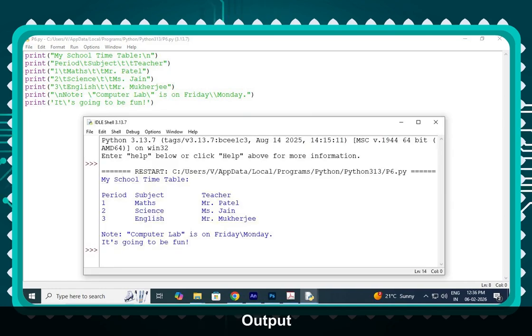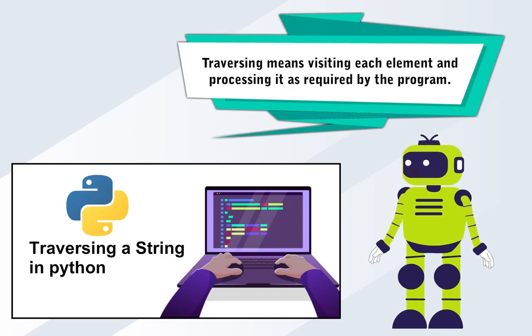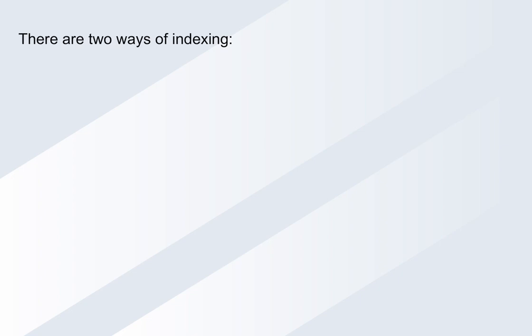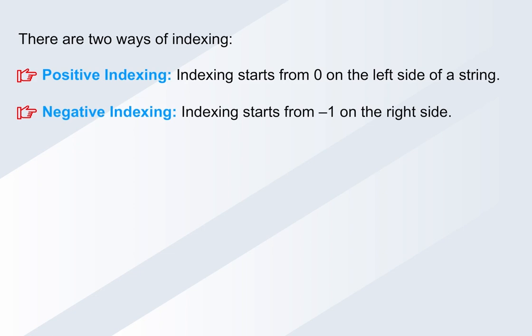Example. Output. Traversing a string. Traversing means visiting each element and processing it as required by the program. We can access the characters of a string one at a time using indexing. There are two ways of indexing. Positive indexing. Indexing starts from 0 on the left side of a string. Negative indexing. Indexing starts from -1 on the right side.